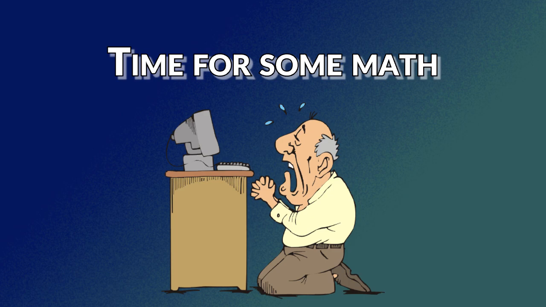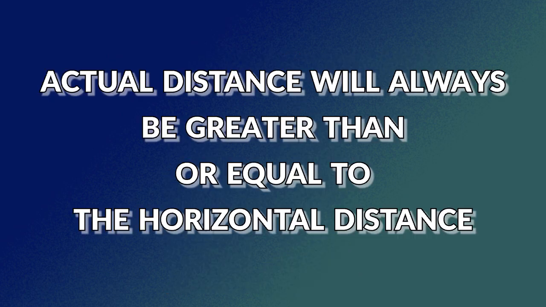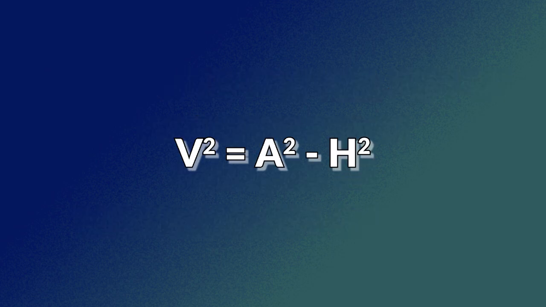When shooting uphill or downhill, you need to know the actual distance to your target. This is because the actual distance will always be greater than, or maybe equal to, the horizontal distance to the target. When shooting uphill or downhill, the actual distance to your target is solved by a mathematical equation: the vertical distance squared equals the actual distance squared minus the horizontal distance squared.